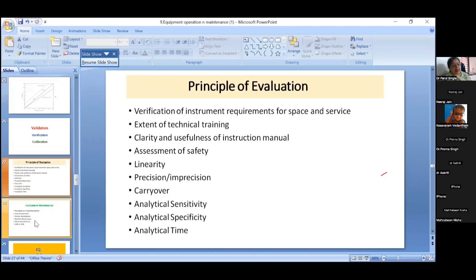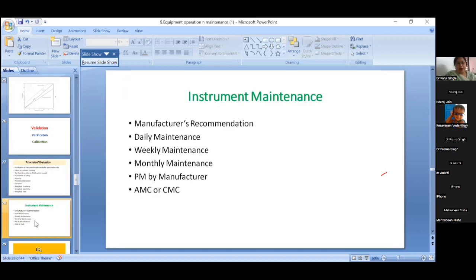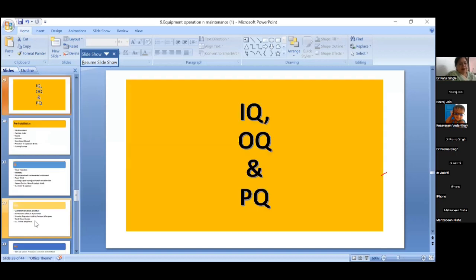Analytical sensitivity and specificity, what are they, and what is the analysis time? Like few chemistries are processed in a few seconds, a few minutes. Immunoassays are 18 minutes, with an incubation time of 30 minutes for immunoassays. So what is the analysis time? What is your requirement? This we have discussed, like instrument maintenance is as per manufacturer's recommendation, daily, weekly, monthly, PM, and that instrument should be under AMC or CMC.